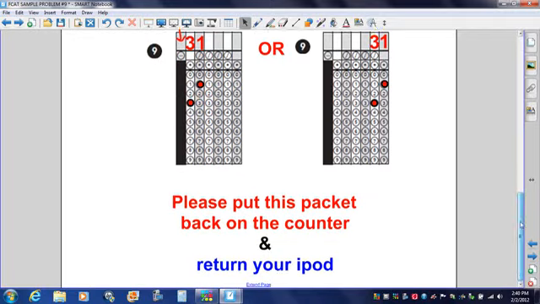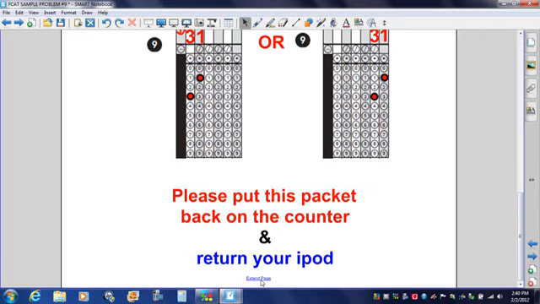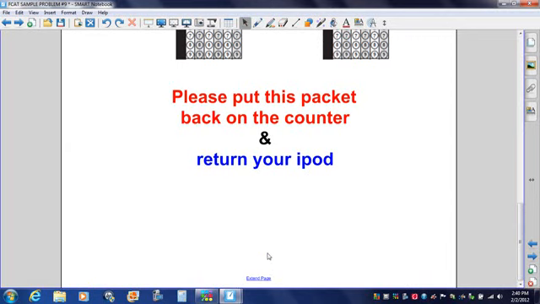If you guys would, please put your packet back on your counter, return your iPod so we can continue marching on lesson 6.3.